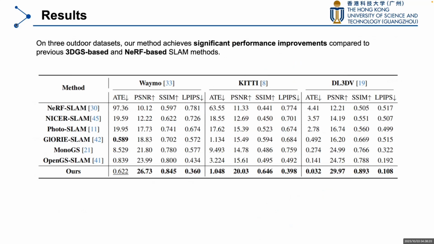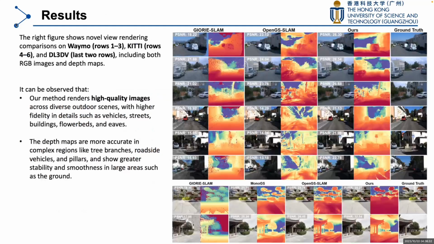Now, the results. On three outdoor datasets, our method achieves significant improvements compared to previous 3D GS-based and NeRF-based SLAM methods. If we look at the rendering comparisons on Waymo, KITTI, and DL3DV, we can see that our method produces images with higher quality. The details of vehicles, streets, buildings, flower beds, and eaves are much clearer. The depth maps are also more accurate in complex areas like tree branches, roadside vehicles, and pillars, and they are smoother in large flat regions such as the ground.